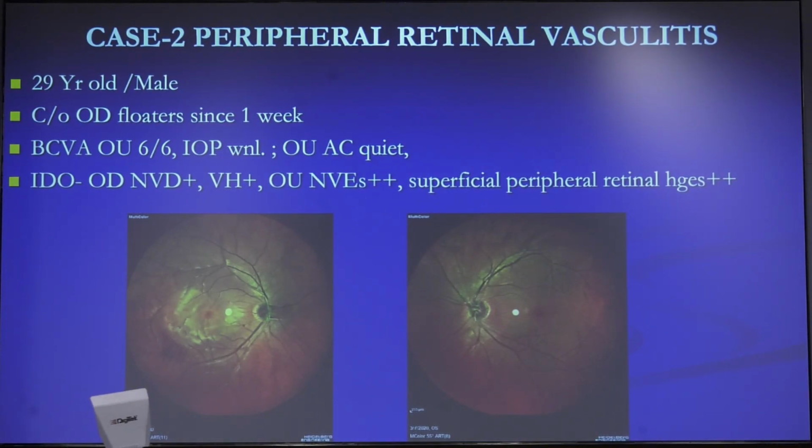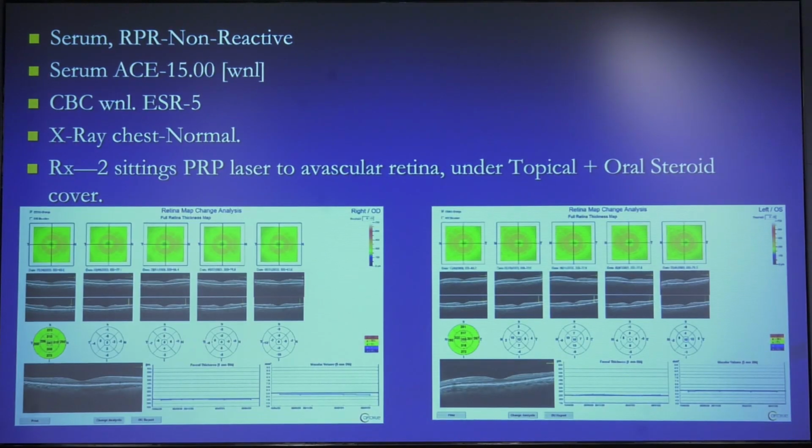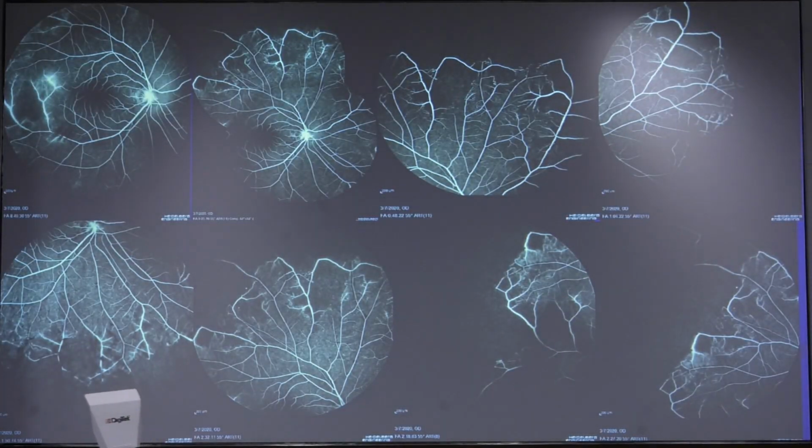This is another case of peripheral retinal vasculitis, again presenting with floaters for the past 1 week. Vision was 6/6 OU, and there was NVD in the right eye with vitreous hemorrhage, and both eyes had NVEs, RPR. So this is what the picture of the FFA looked like. You can see gross capillary non-perfusion in the periphery here, almost wiped out, capillary bed in the periphery.